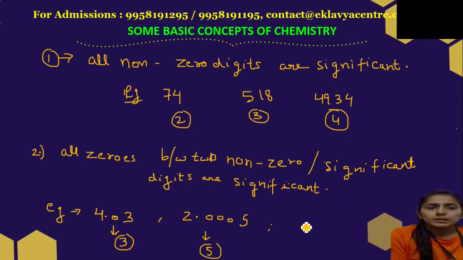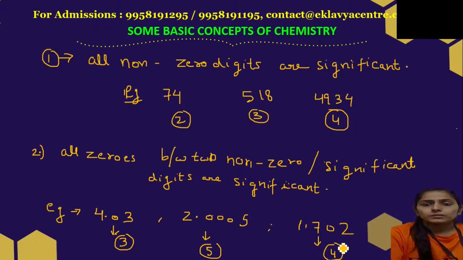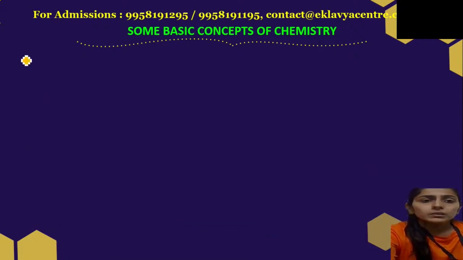For example, I have 1.702. So the number of significant digits is 4. Clear? Now the third rule is when we have ending zeros, or you can say when we have zeros at the end.